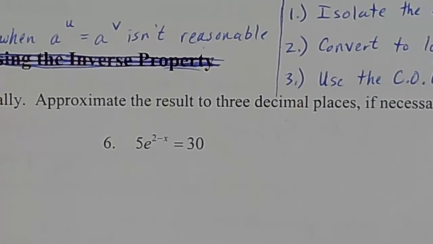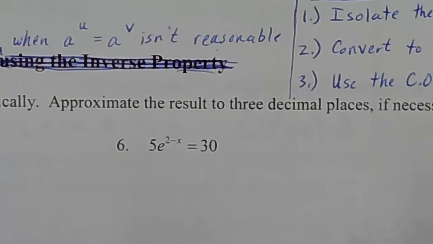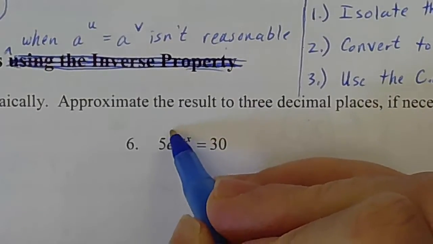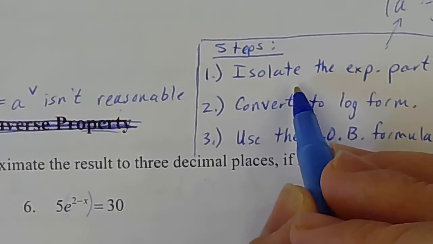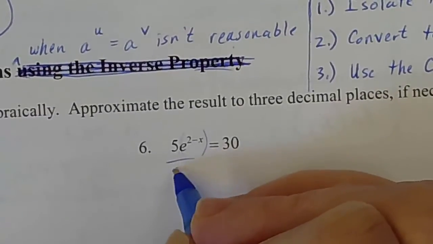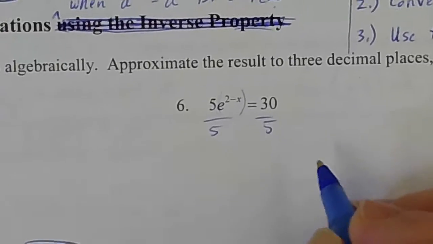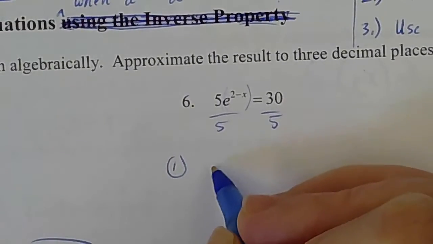Okay, example 6. Now we actually have to isolate it. We just want a base raised to an exponent, and it's close, right? I've got the 5 I just need to get rid of. So step 1 here would mean we want to divide by 5. All right, so now step 1 is done down here.